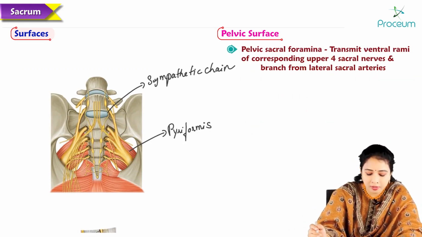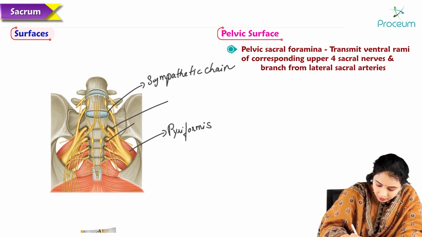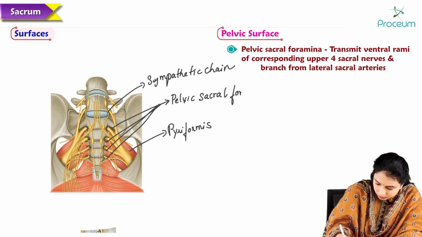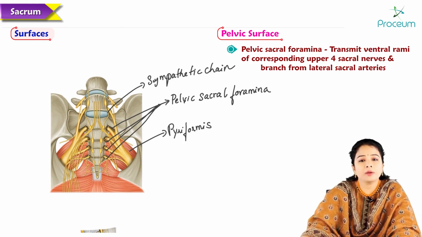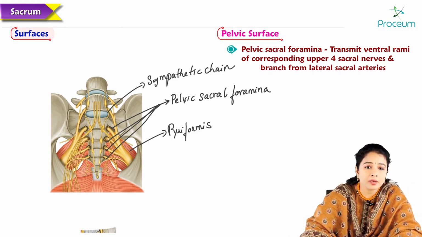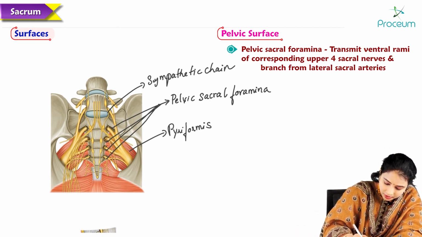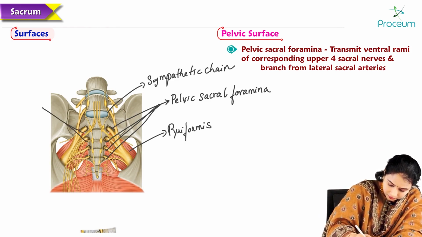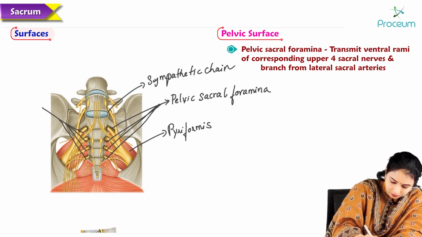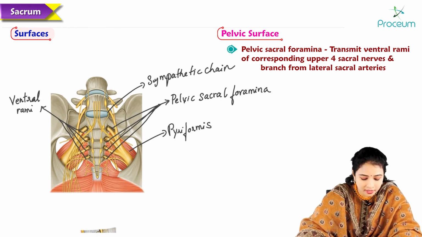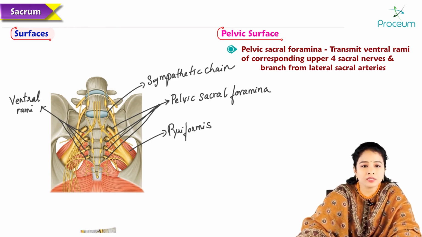The pelvic sacral foramina. So here are the pelvic sacral foramina. These foramina transmit the ventral rami of the corresponding upper 4 sacral nerves. So we can see the ventral rami coming out of the sacral foramina, and also the lateral sacral arteries, which run along with these ventral rami.